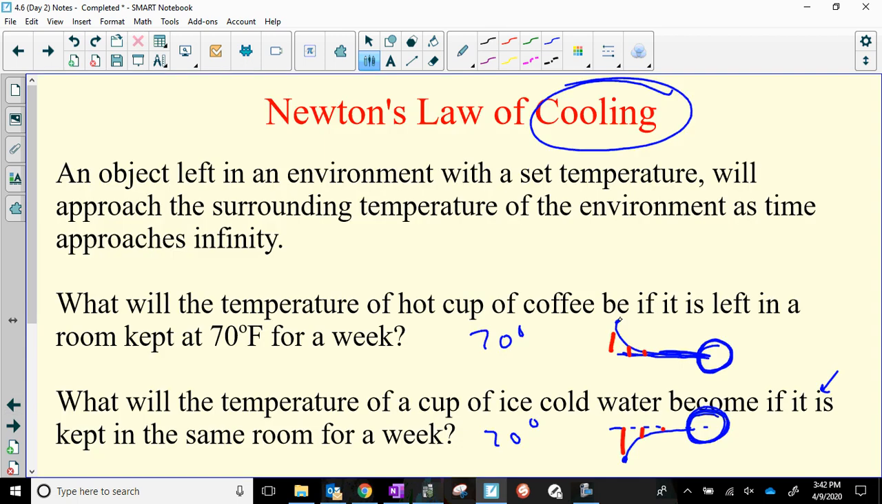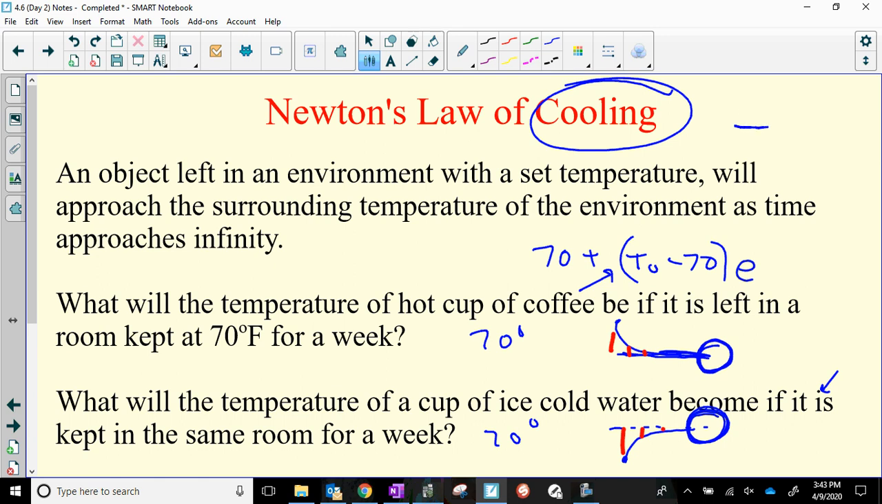So in a problem like this one, your initial temperature of the coffee minus your surrounding temperature would be the number in front of that base, in front of that E. And you'd have that surrounding room, 70, plus whatever the coffee is minus this. When you do this, that will give you a positive number, which means no vertical flip. You only have the horizontal flip.